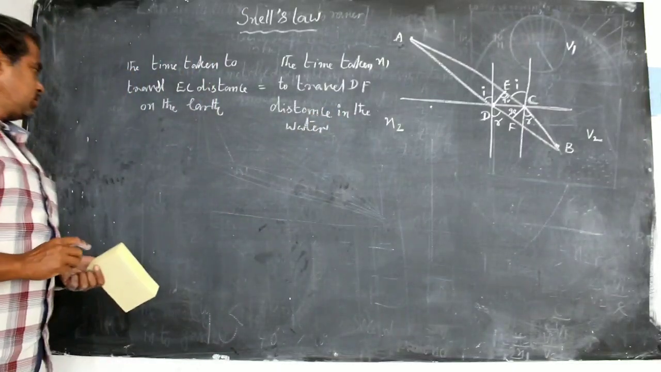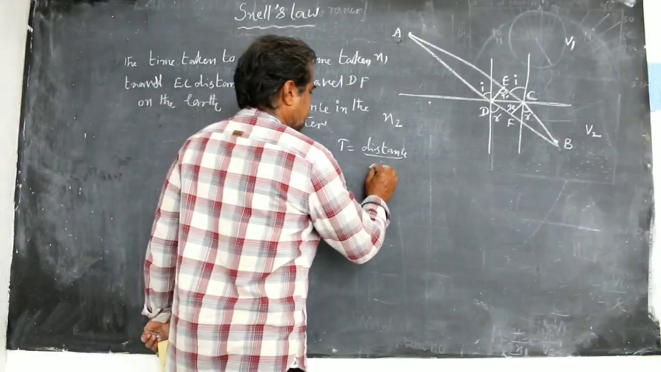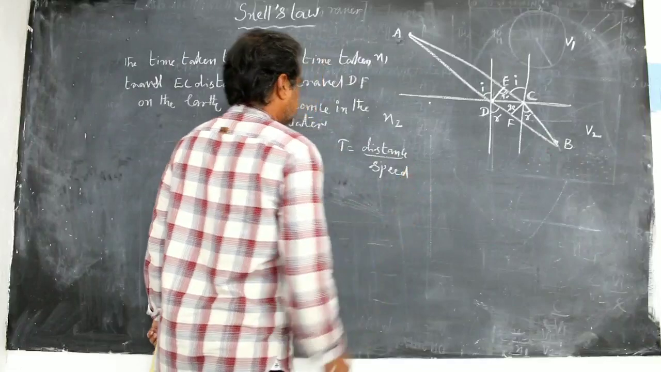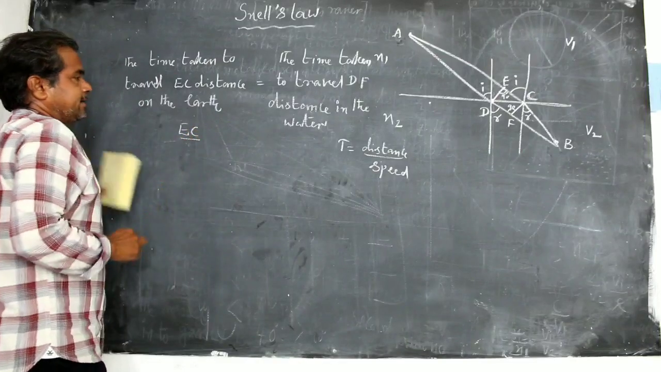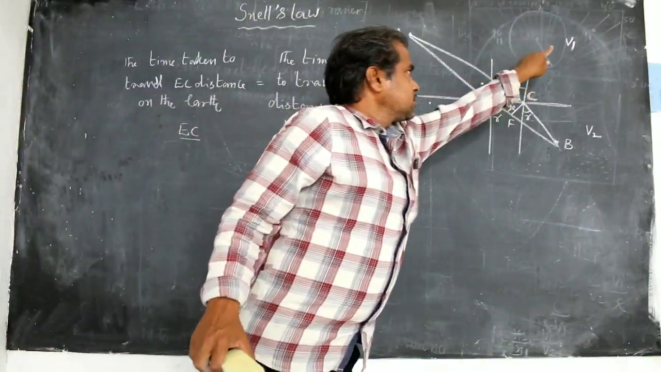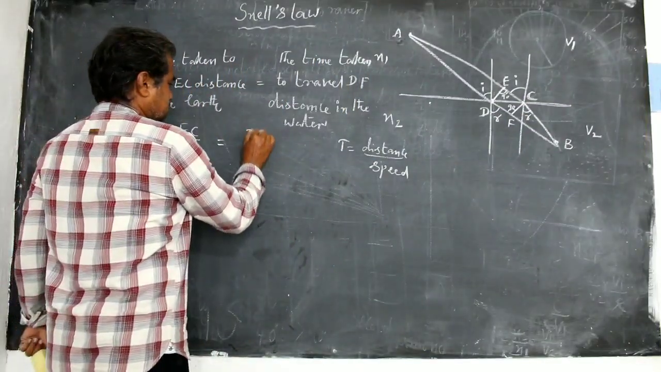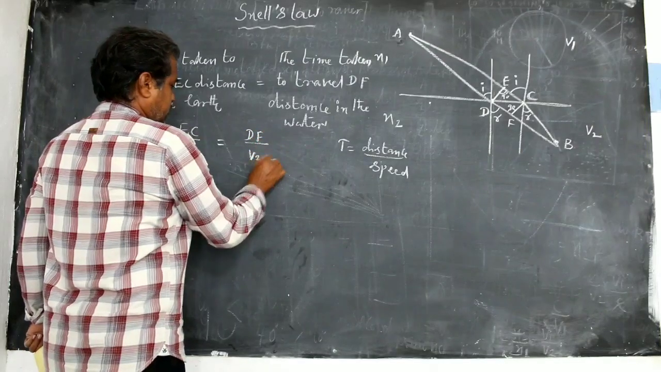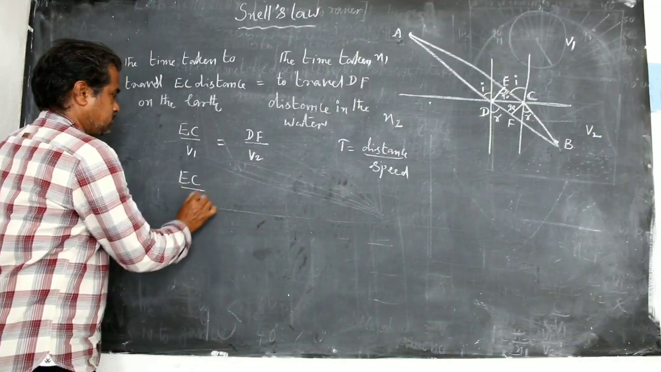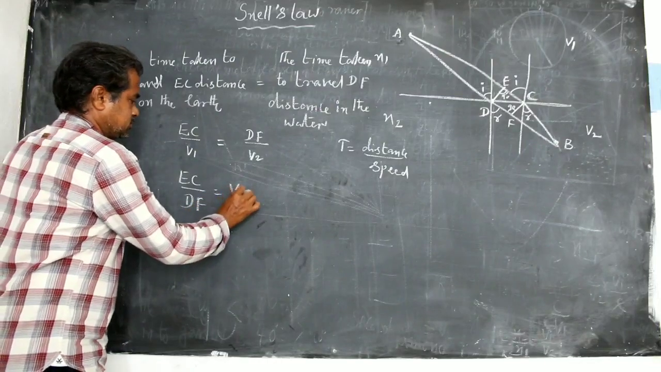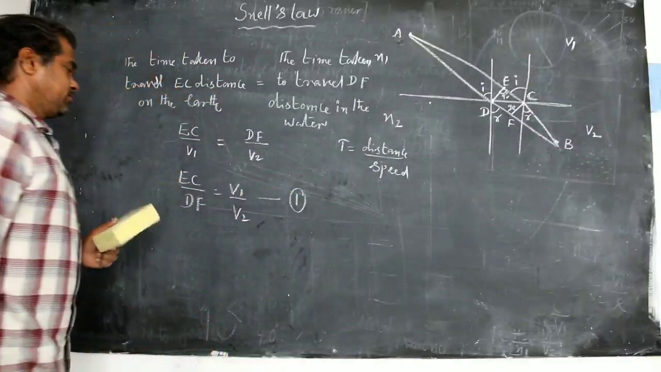According to the formula, time is distance by speed. So EC by speed. While traveling on land, the speed of the person is V1. While traveling in the water, the speed of the person is V2. By cross multiplication, EC by DF is equal to V1 by V2. This is treated as equation 1.